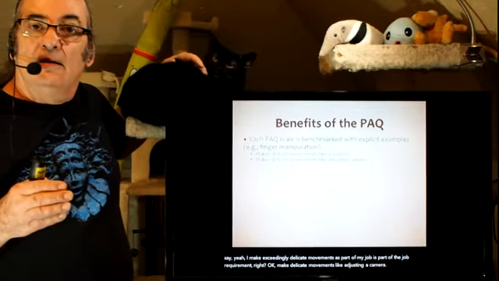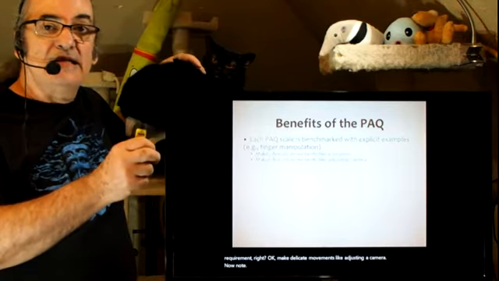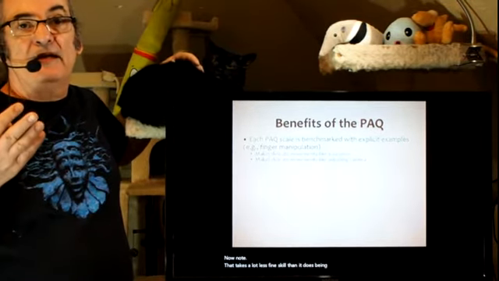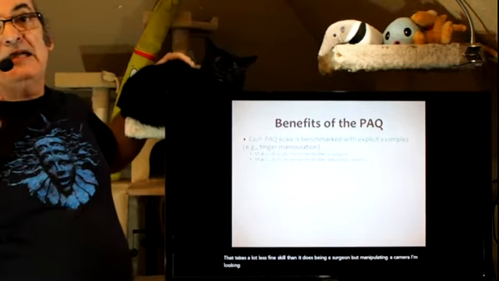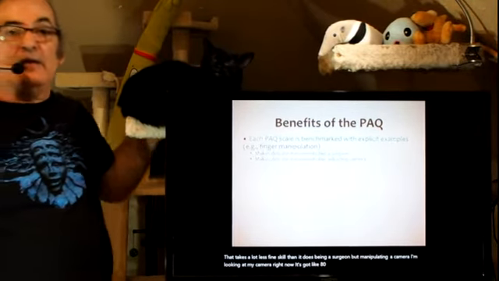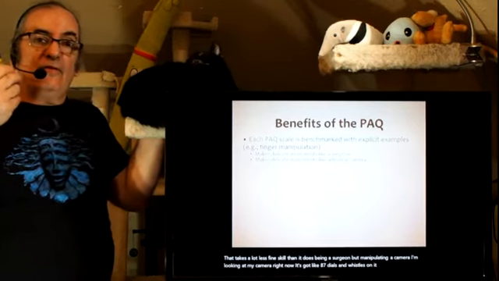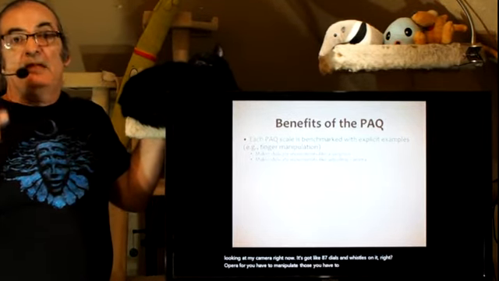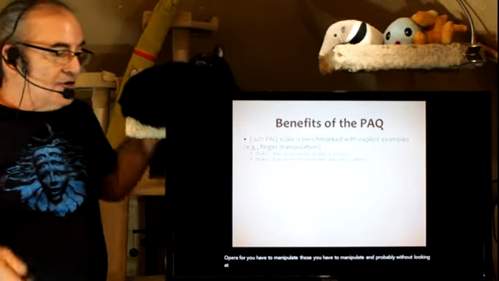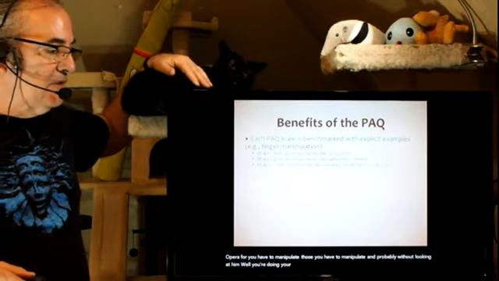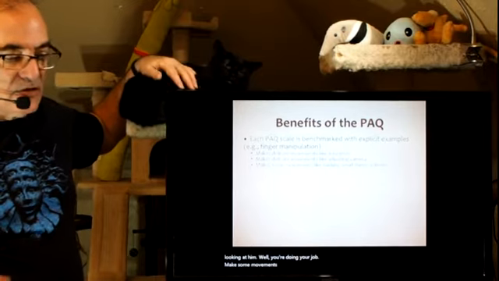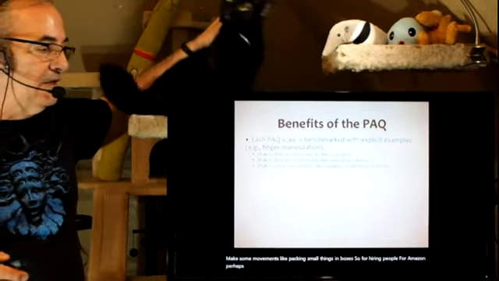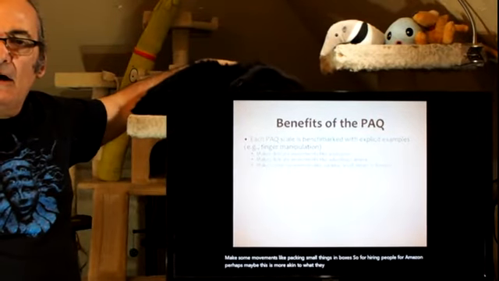Now note, that takes a lot less fine skill than it does being a surgeon. But manipulating a camera, I'm looking at my camera right now, it's got like 87 dials and whistles on it. And to be a photographer, you have to manipulate those. You have to manipulate them probably without looking at them while you're doing your job. Make some movements like packing small things in boxes. So for hiring people for Amazon, perhaps, maybe this is more akin to what they do, but probably not.